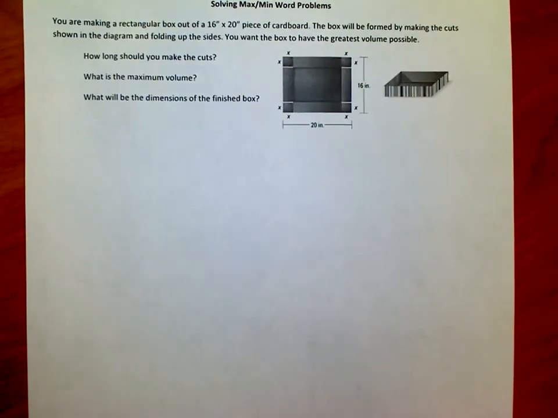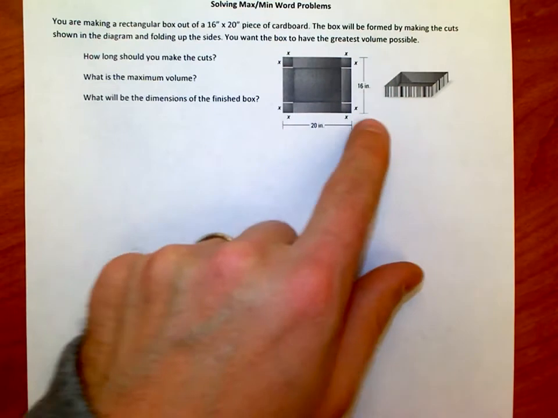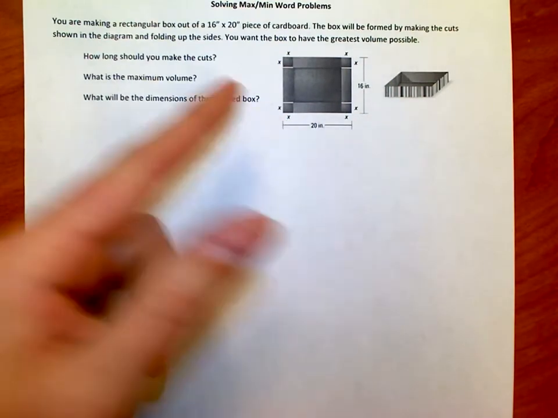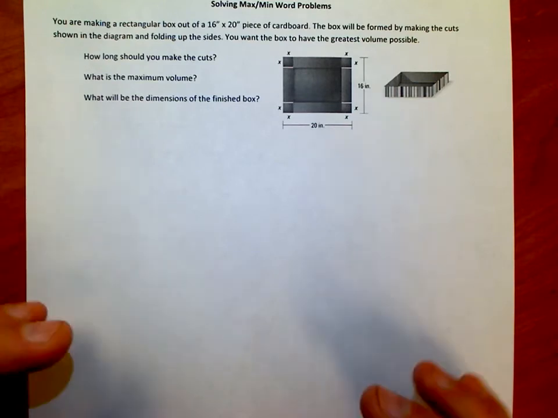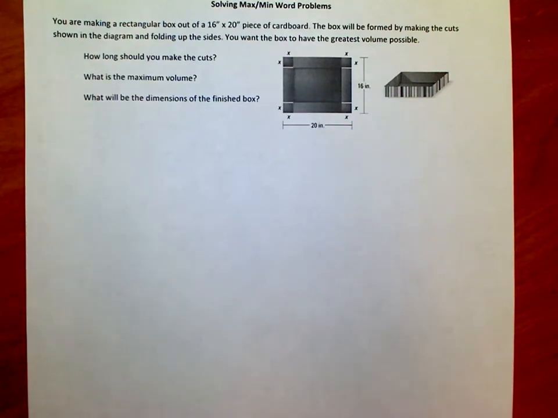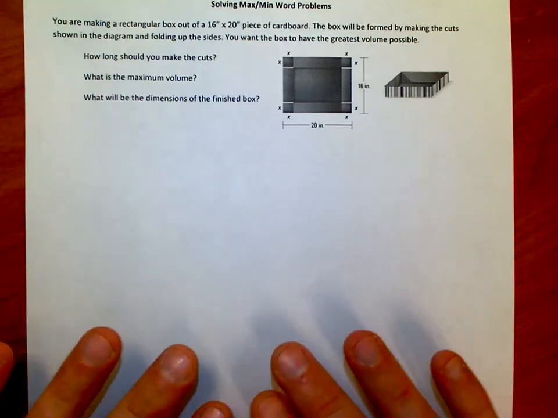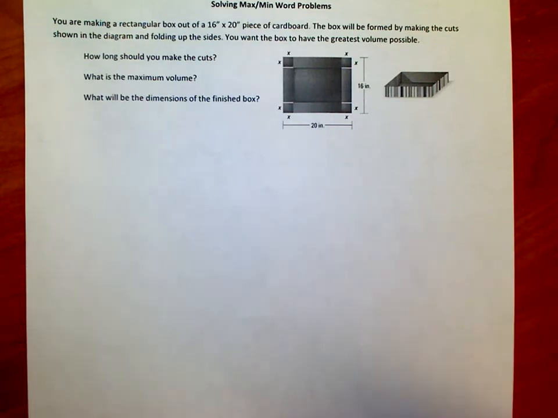The question is, if this piece of cardboard is 16 by 20, when I fold it up, I want it to have the maximum volume possible. So do I make a smaller base and a taller box, or do I make a very flat box that's not very tall, or what do I do here? How do I get the most volume out of this box shape? That's what we're trying to do, okay?